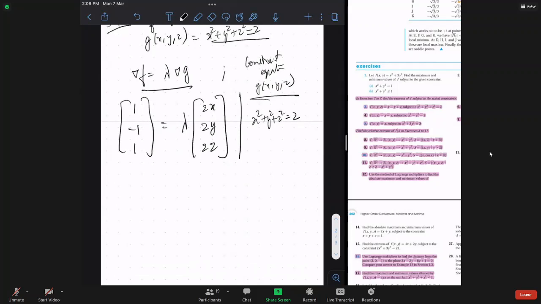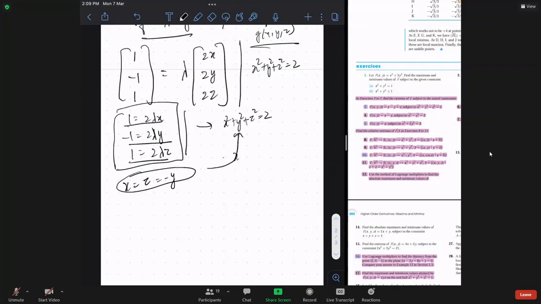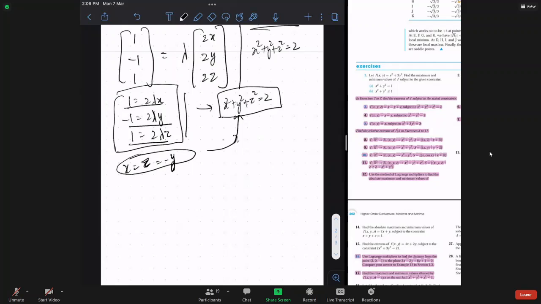Now, if I equate the components, I get 1 is equal to 2 lambda x, minus 1 is equal to 2 lambda y, and 1 is equal to 2 lambda z. And I have the constraint equation as well. If I divide these, I can see that x is equal to z is equal to minus y. So this is one relation I get from these three equations. Now I substitute y and z in terms of x in the constraint equation.